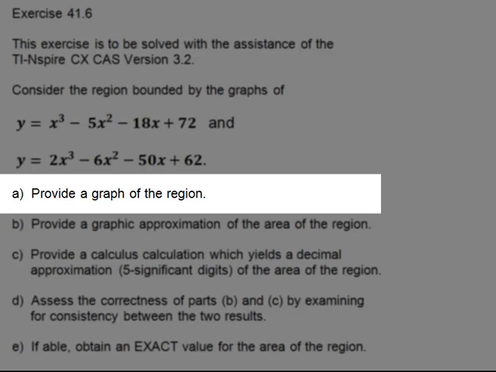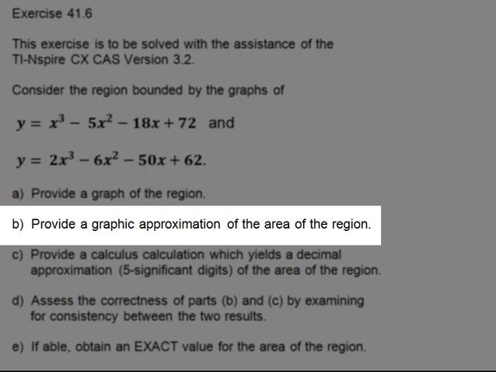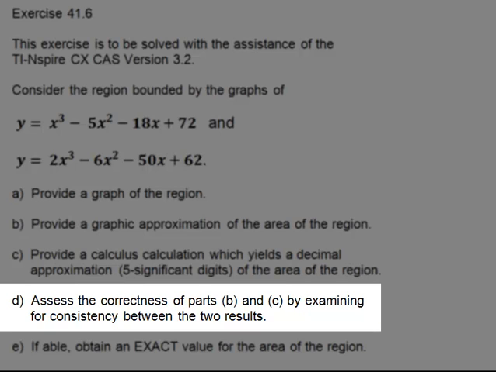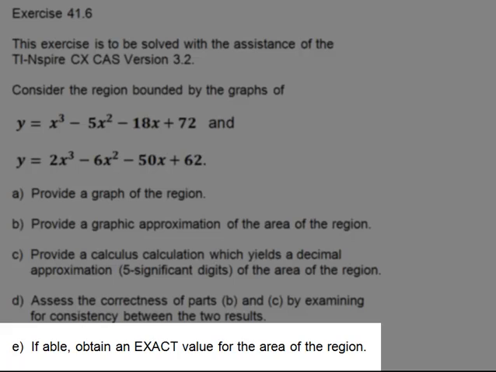Part A. Provide a graph of the region. Part B. Provide a graphic approximation of the area of the region. Part C. Provide a calculus calculation which yields a decimal approximation, 5 significant digits, of the area of the region. Part D. Assess the correctness of parts B and C by examining for a consistency between the two results. Part E. If able, obtain an exact value for the area of the region.